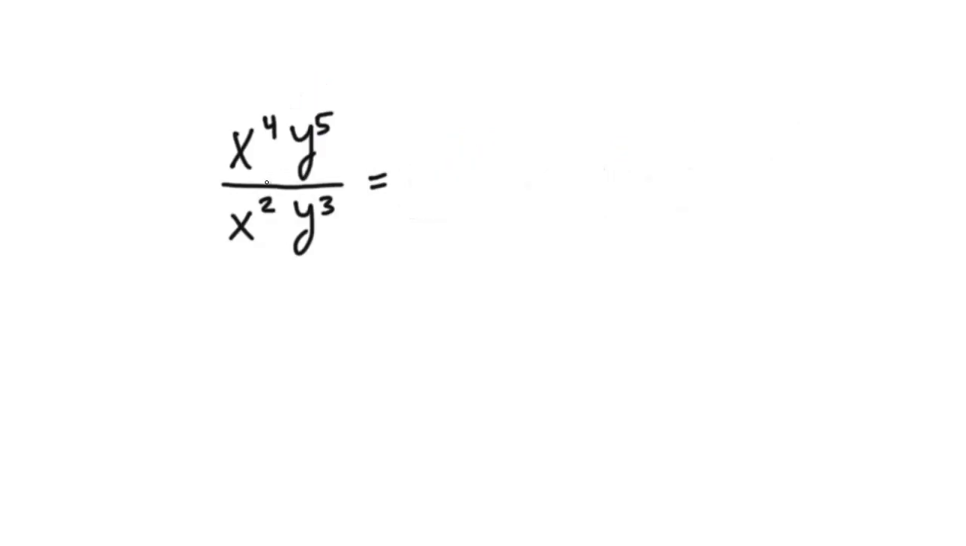Alright, let's take a look at this one. We have x to the 4th times y to the 5th divided by x to the 2nd times y to the 3rd power. Right? So now we have the base x, so we'll take that 4 and subtract the 2. Okay, so this will be x to the 4 minus 2. Now let's take a look at base y, right? y to the 5th divided by y to the 3rd. So we'll take the 5 and we'll subtract the 3. So it'll be y to the 5 minus 3.